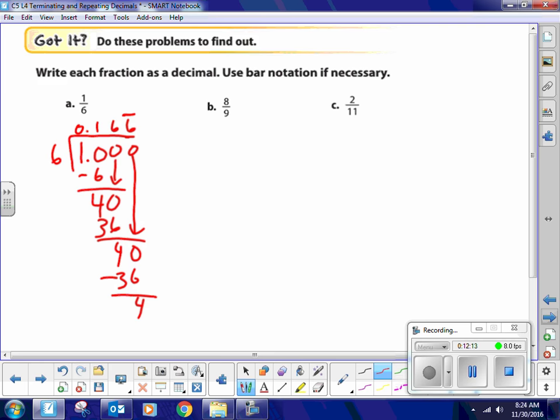Now looking at all three of these denominators, I know that they're going to repeat. 6, 9, and 11 all repeat. 7 repeats, 3 repeats, and there are a bunch of others that repeat also. I will show it to you here. You should, again, pause the video and do B and C.